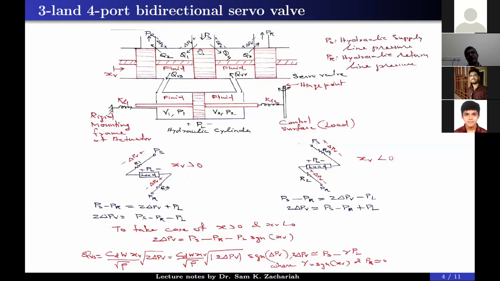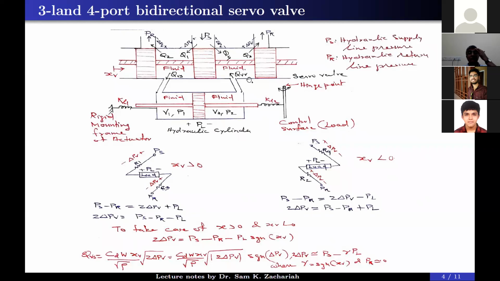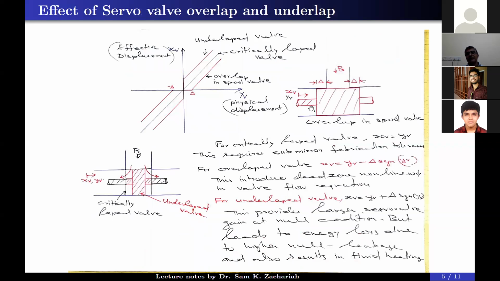I have expanded one of the spool valve ports. This is the port. You can assume that this is a supply port. PS is coming, and this is the XV movement. See this particular delta, there is an overlap of the spool land across the port. This is the port opening, this is the land width, and the land width extends beyond the edge of the port by delta here and by delta here. Such a case is called an overlapped valve.